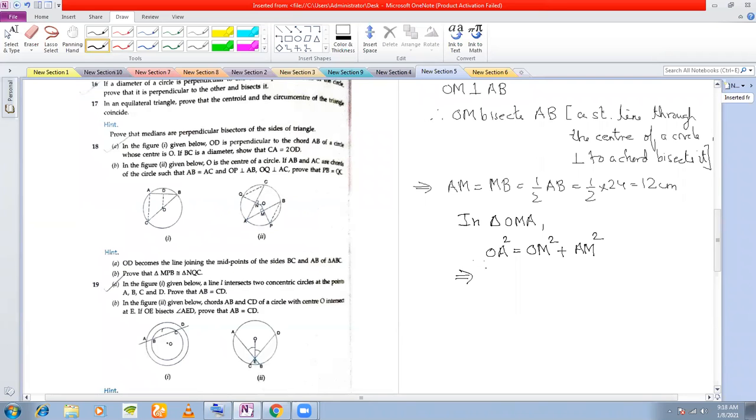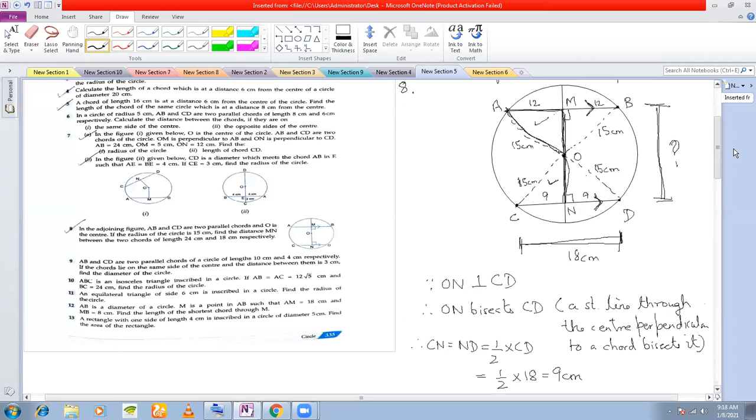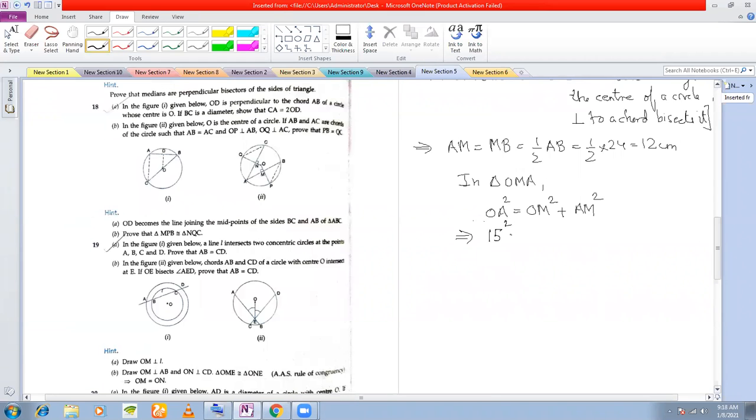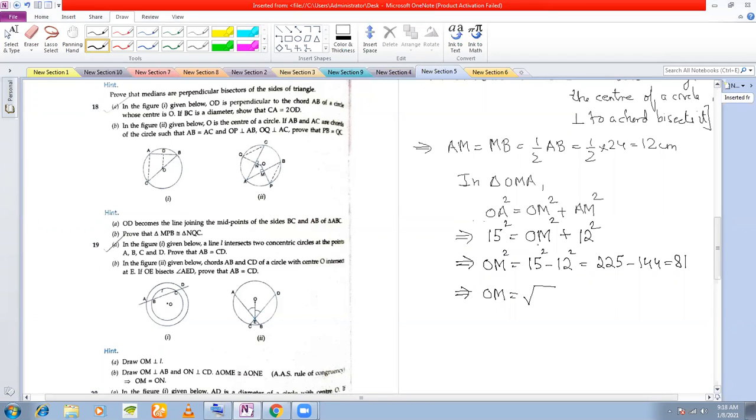Okay. So OA square length, OA is the hypotenuse, is 15. AM is 12, we have found out. So this is 15. OM we have to find out. And this we have found out to be 12. Therefore, OM square is 15 square minus 12 square. 225 minus 144 will give you 81. That means OM is square root of 81, that is 9 centimeter.